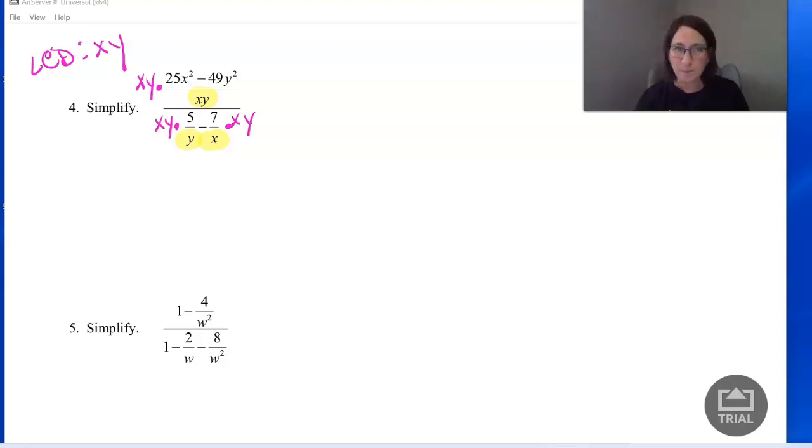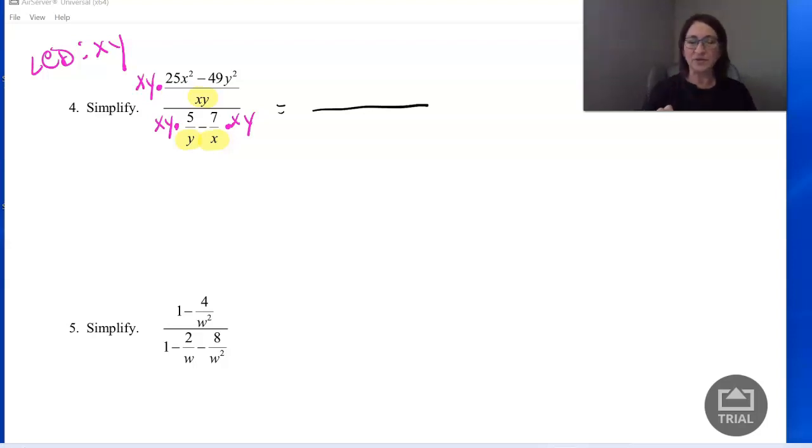It is very purposeful that I am putting that xy next to the numerator, not the denominator. Here's why. So let me draw my fraction bar. This is where I'm going to put my simplified version. So if I did this right, everything that's highlighted right now is going to go away: the xy and the y and the x.